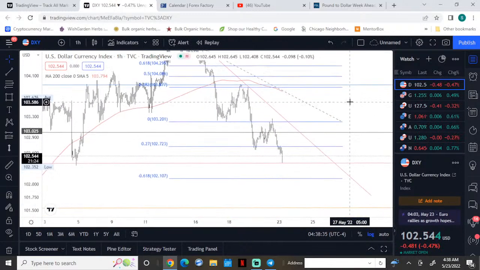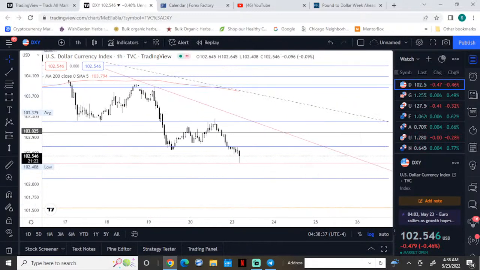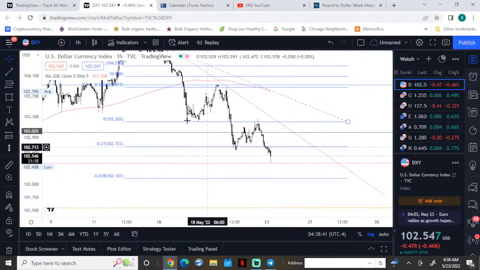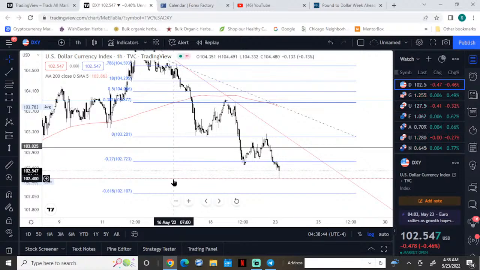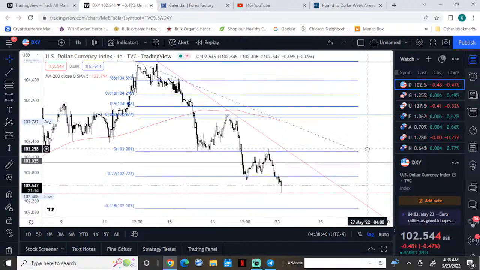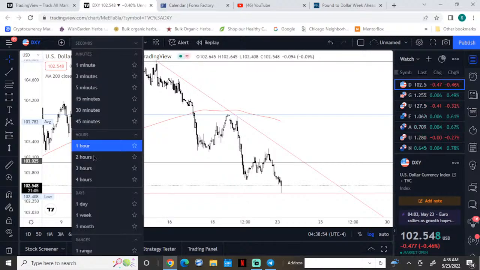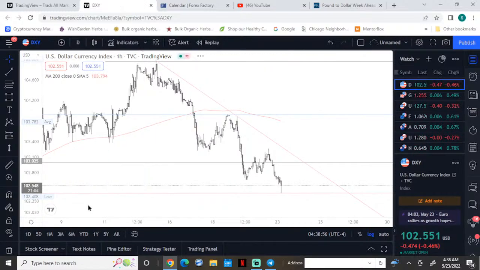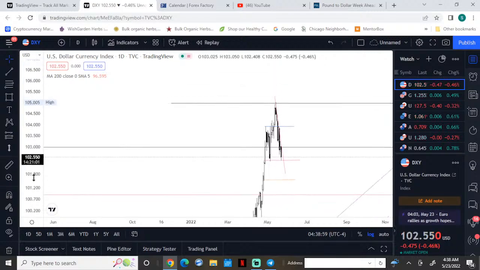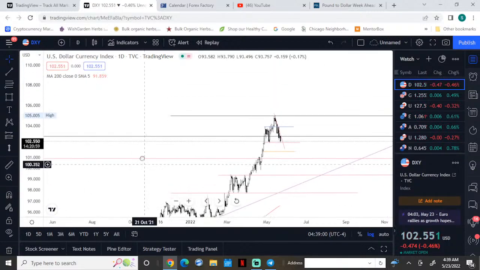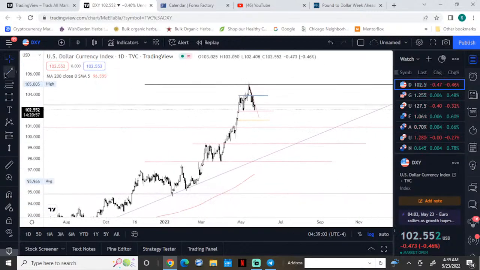Oh, wait. Look at that. Okay. That's a daily support and resistance zone. So, yeah, price is going to play around right here for a little while just because it's a daily zone. But, like I was saying, this daily fib is almost at the 382.